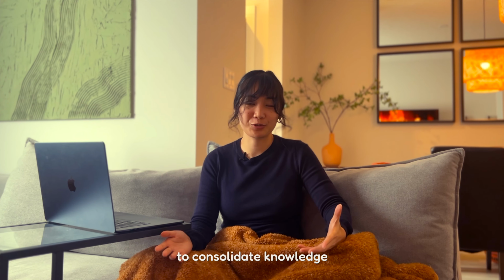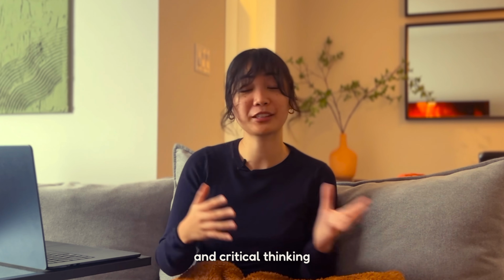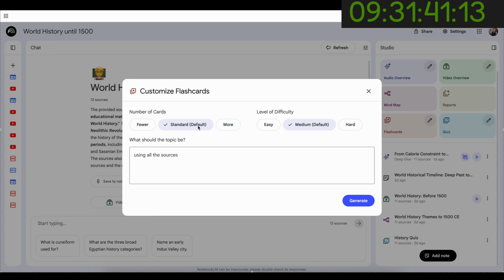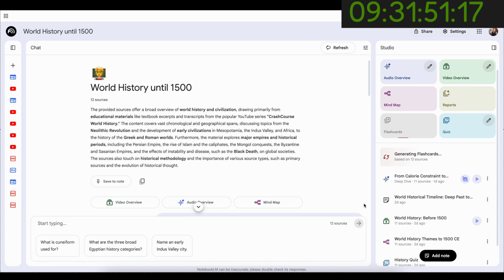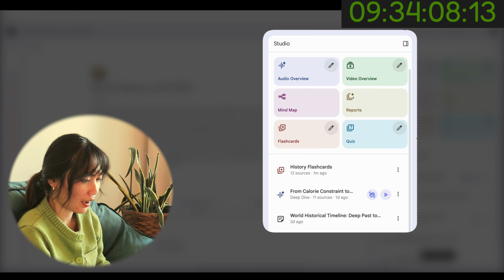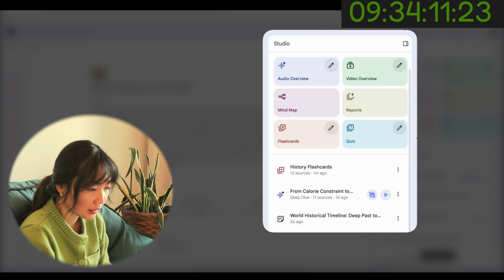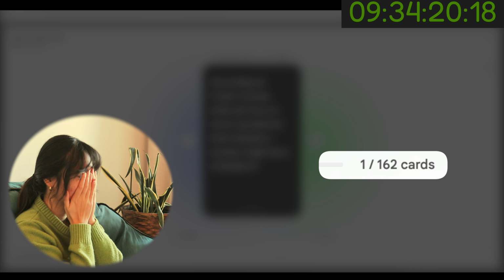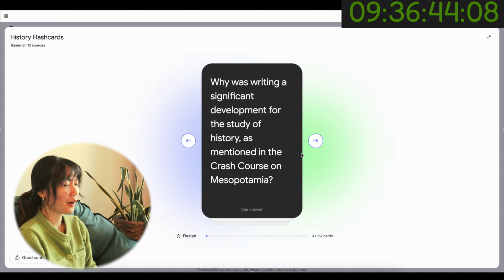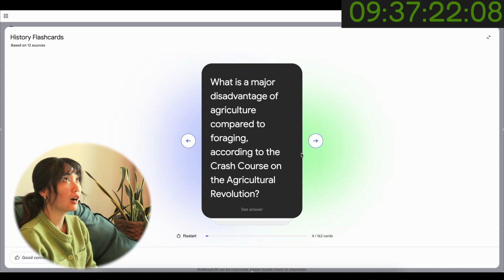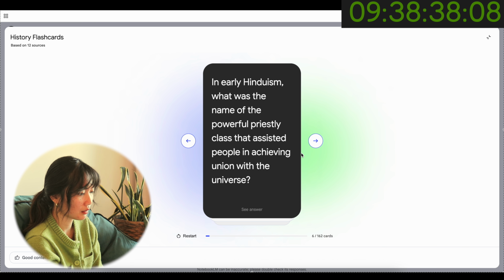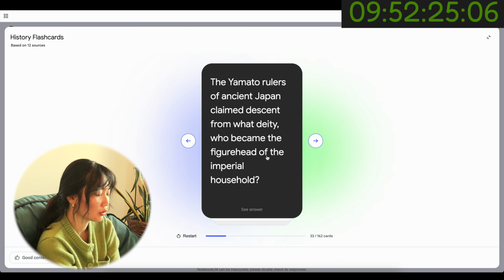My goal here is to consolidate knowledge through active recall and critical thinking. I think I enjoyed interacting with the audio overview way too much, so much so that I didn't realize the time. So now I am generating flashcards. We have the flashcards ready. Let's look at them. Okay, 162 cards, oh my gosh. Do I have time to look at them again? I quickly realized that as much as I have learned a ton from the mind map, video overview, audio overview, I'm not sure if I know enough details to pass the quiz.